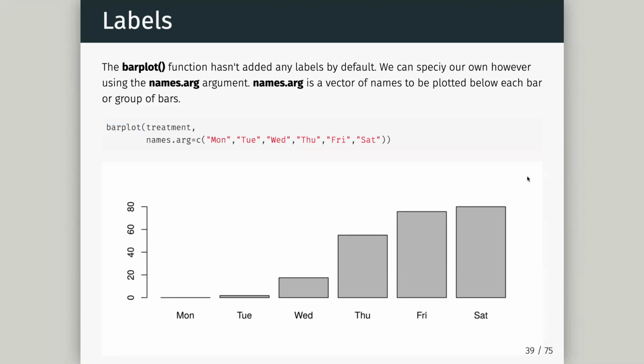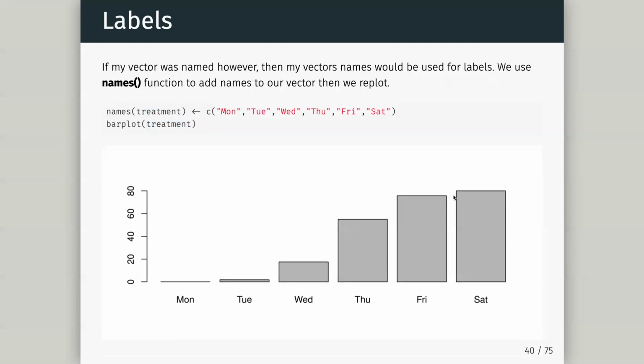If we want to, we can quickly add names directly to our plot just by using this names.arg function parameter. We have to give it the same number of names as we do here, otherwise it will try and recycle names. So if I only gave it Monday and Tuesday, it would go Monday, Tuesday, Monday, Tuesday, Monday, Tuesday. But here, we don't need to change anything in the actual vector. We can just provide the names here, and it'll give us this kind of simple but elegant bar plot.